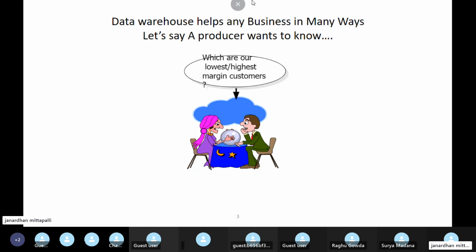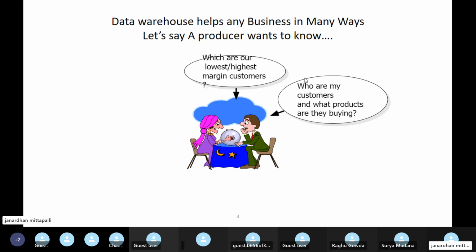You can do this if you have your business data in a data warehouse or databases. Same way, another example: who are your customers and what products are they buying. Anyway, you know your customers, and even if you want to know what products they are buying, you can know that once you use these BI and data warehouse concepts.